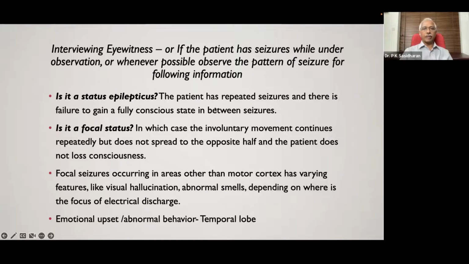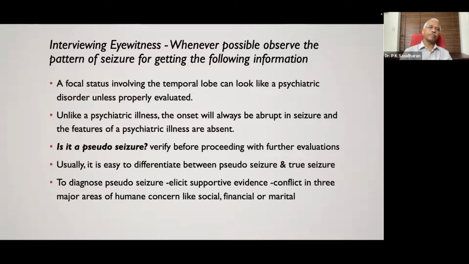Is it a status epilepticus? That means the patient has repeated seizures and there is failure to gain a fully conscious state in between seizures. Is it a focal status? That means the focal movement continues without any break in between. Focal seizures occurring in areas other than the motor cortex have varying features like visual hallucination and abnormal smells, depending on where the focus of electrical discharge is. So convulsions need not be there in some focal seizures. It may present as emotional upset or abnormal behavior in temporal lobe seizures and limbic system involvement.